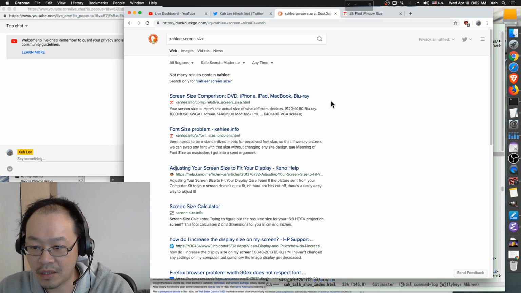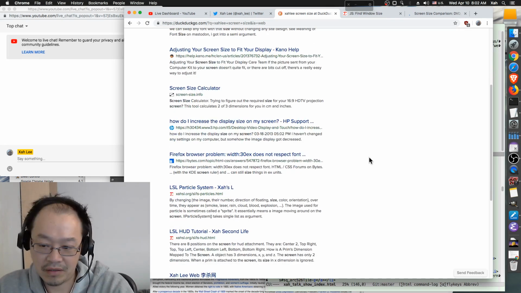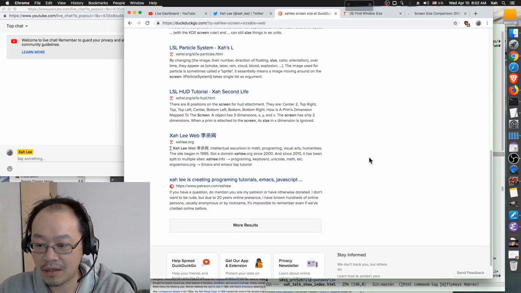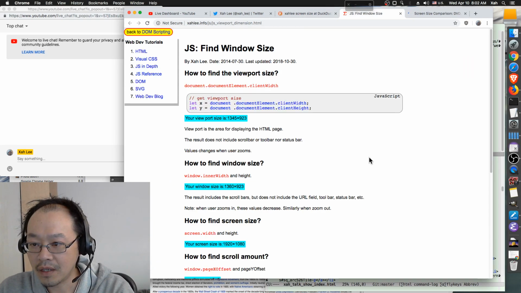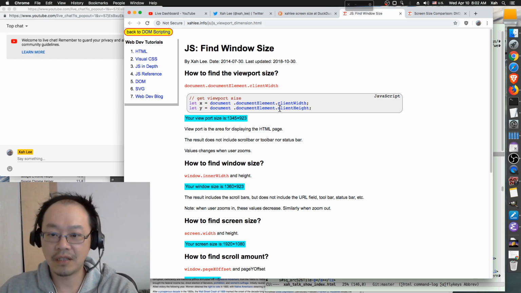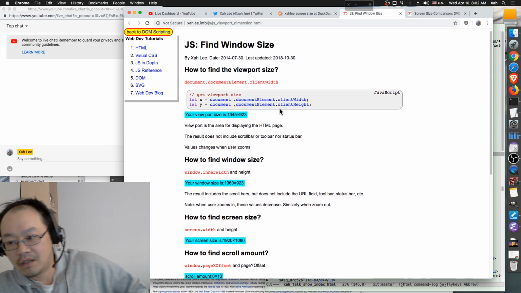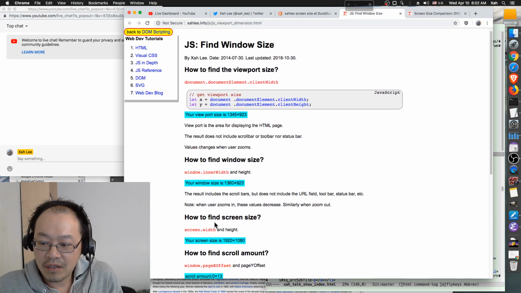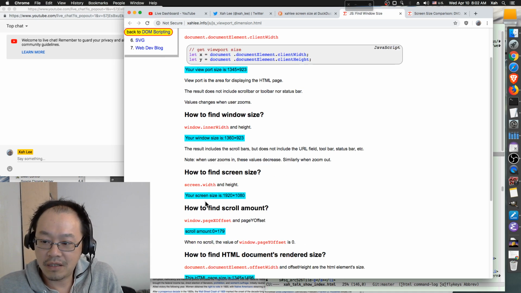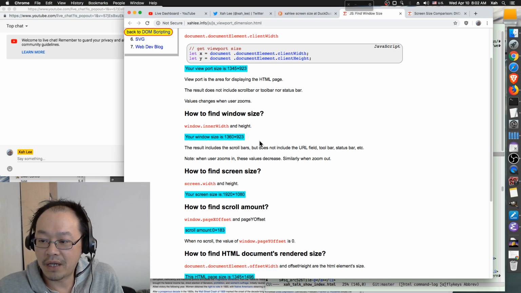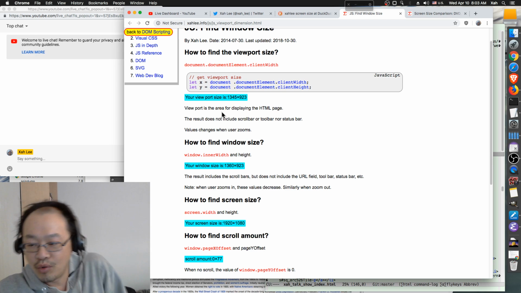So I have a comparison here. Actually, I have several articles about it. Okay, this page is about using JavaScript to find out your viewport size, your window size, your screen size. For example, my monitor is 1920 by 1080, and my window size right now on this window is 1360 by 920, and my viewport.